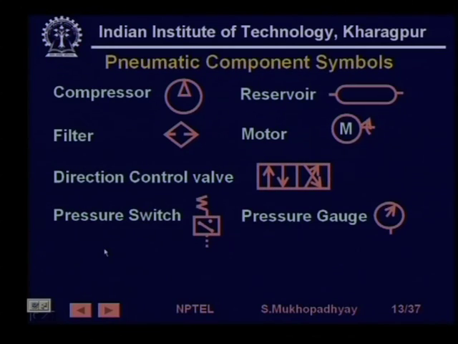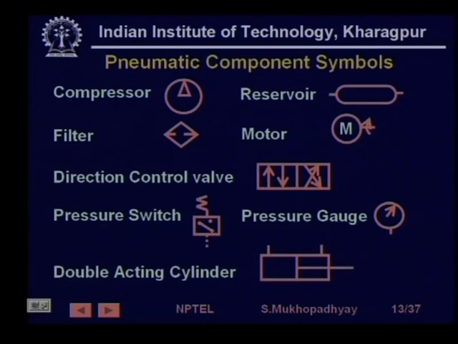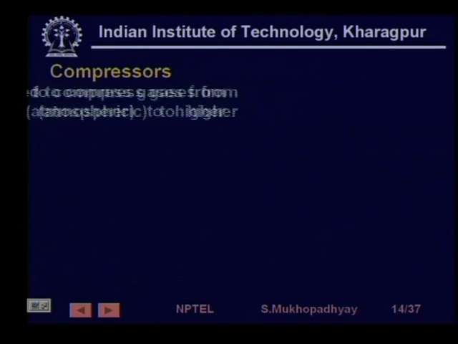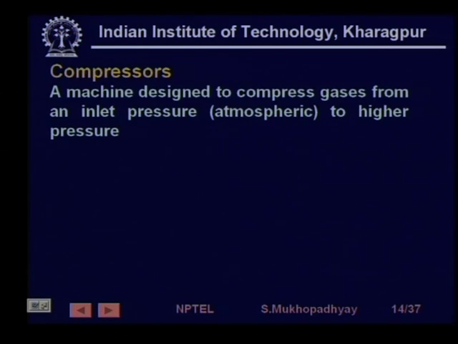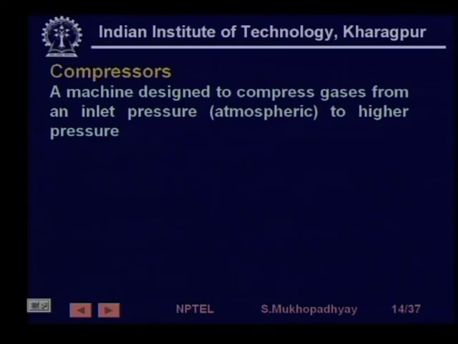Pressure gauges are used at various points in pneumatics either to feed back pressure values or to read them, and of course the cylinders. So, these symbols are fairly common and very similar to hydraulics. Then we look at compressors. Compressors are the machines which are designed to compress gases from an inlet pressure which is generally atmospheric. So, it takes air from the atmosphere, filters it, and then compresses it to a high pressure.